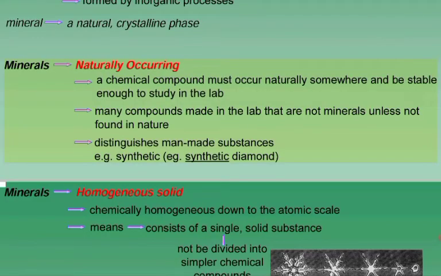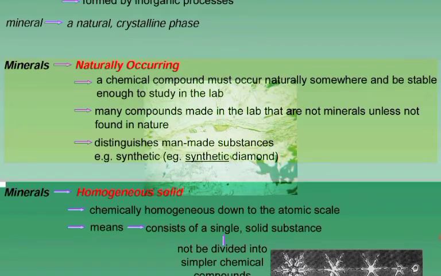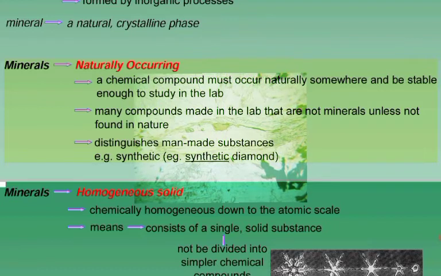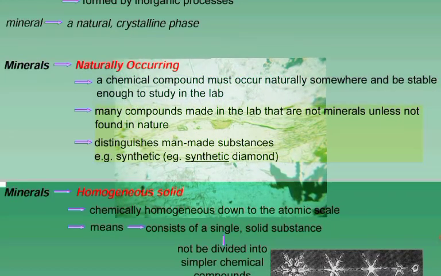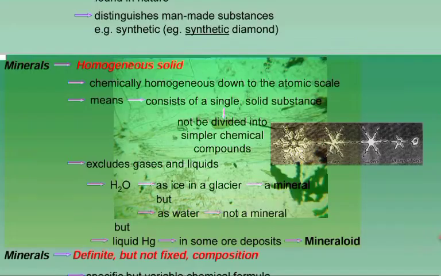A chemical compound must occur naturally somewhere and be stable enough to study in the lab. Naturally occurring distinguishes minerals from man-made substances, e.g., synthetic diamond. Many compounds made in the lab are not minerals unless they are found in nature.